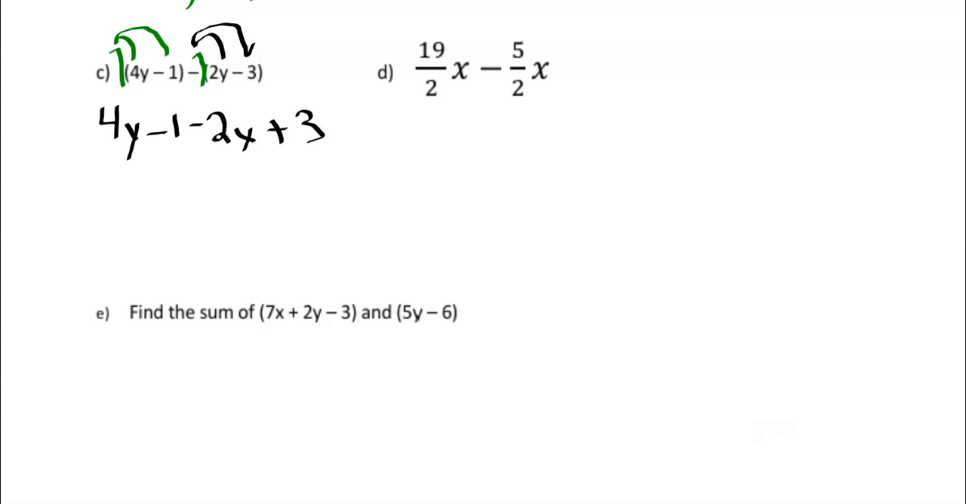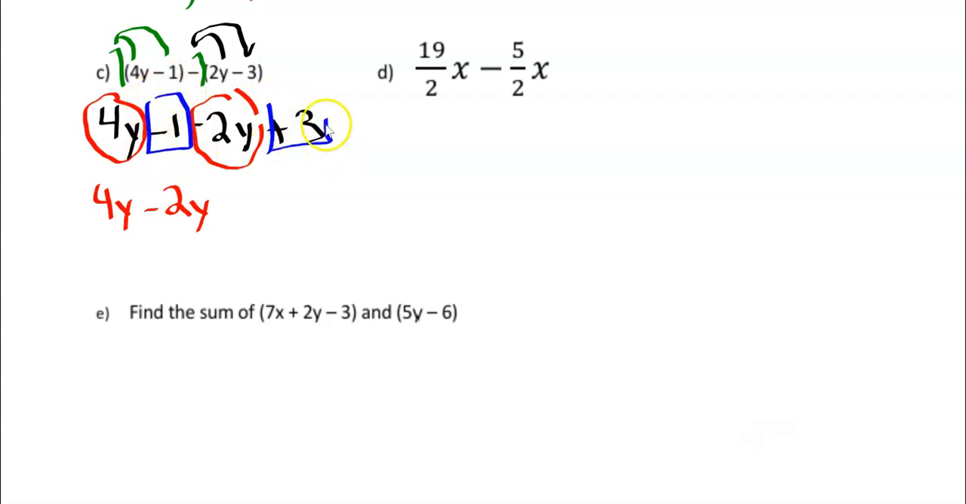And now I can go ahead and combine my like terms. I have a positive 4y, and I also have a negative 2y over here. Please pardon my handwriting. I'm going to try to fix that y up for us. So there goes our negative 2y, and I rewrite it as 4y minus 2y. As for the other portion, we have a negative 1 plus 3, and I'm going to rewrite that together. Negative 1 plus 3.